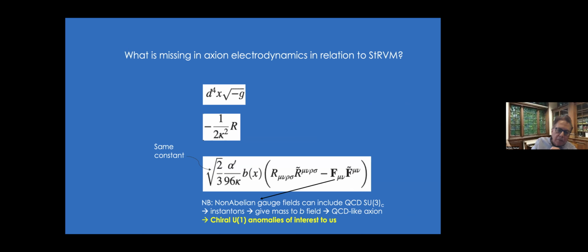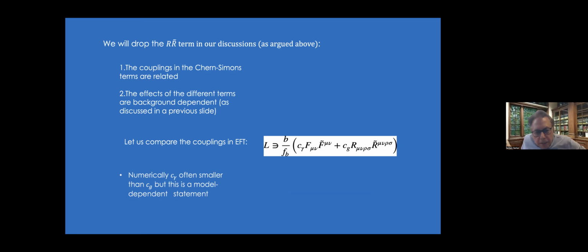Now, clearly, as I've already stated, this is flat space, so we don't have d4x root minus g, we don't have the Einstein-Hilbert term, and we don't have the R R-tilde term. The F F-tilde, which is non-abelian, as I mentioned before, can include QCD SU(3), and they can give instantons, they can give mass to the B field, but they have instanton sectors, and I'm not going to be talking about that in this talk. So as I said, we will be dropping the R R-tilde term, and so we should look at the simplified theory first in flat space.